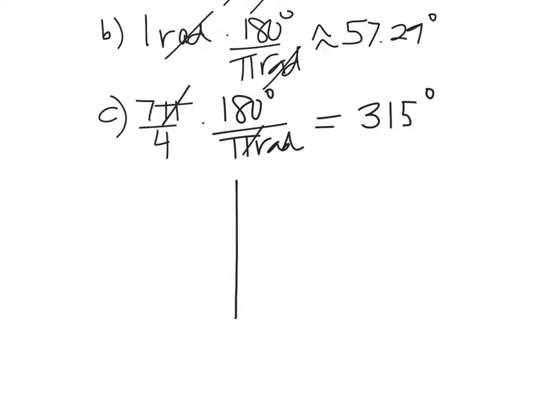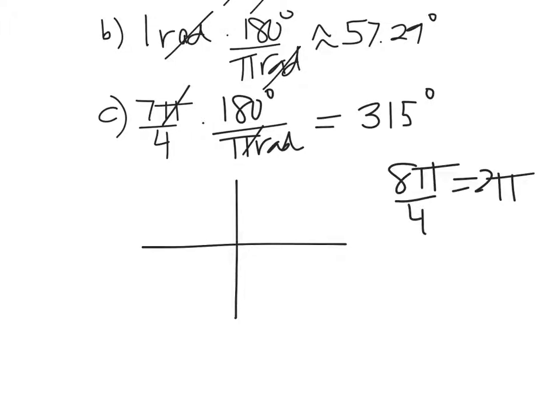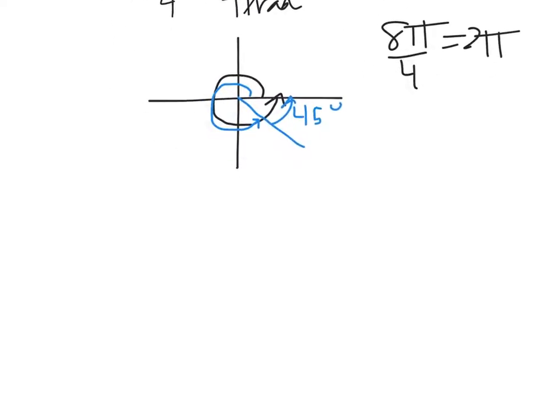Now let's talk about that really quickly. 7 pi over 4. Well, what's 8 pi over 4? Yes, 8 pi over 4 is 2 pi, right? 360 degrees. So 8 pi over 4 is all the way around. Well, guess what 7 pi over 4 is? It's almost all the way around, but I'm going to stop 1 pi over 4 short of that. And that's 45 degrees, so you just take 45 off of 360. Okay?